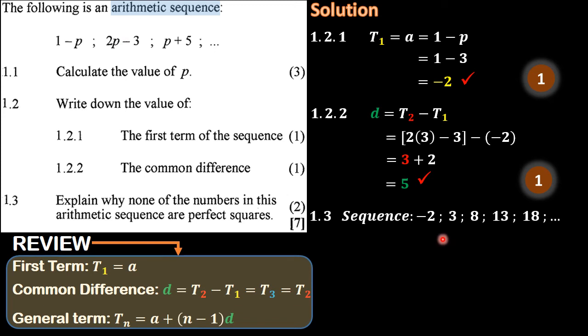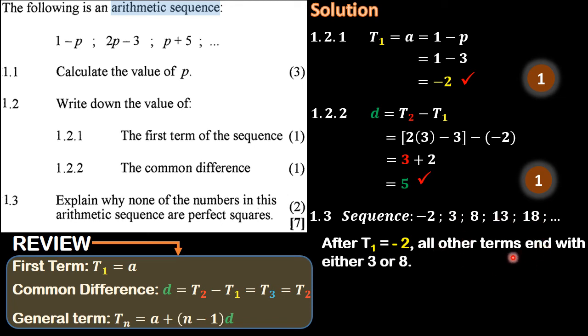Okay, so in this case, it means if you have minus 2, you'll just say minus 2 plus 5 is 3. 3 plus 5 is 8. 8 plus 5 is 13. 13 plus 5 is 18, so on and so on. But there is something that you start to realize here. After this term, T1, which is minus 2, all these other terms that you are having here, they end with either a 3 or an 8, you see? So you are actually having minus 2, 3, 8, 13, 18. If you continue, it will be 23, just like that. You understand? So they will either end with a 3 or with an 8.